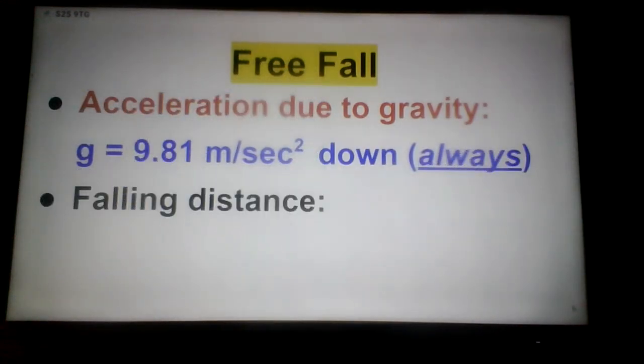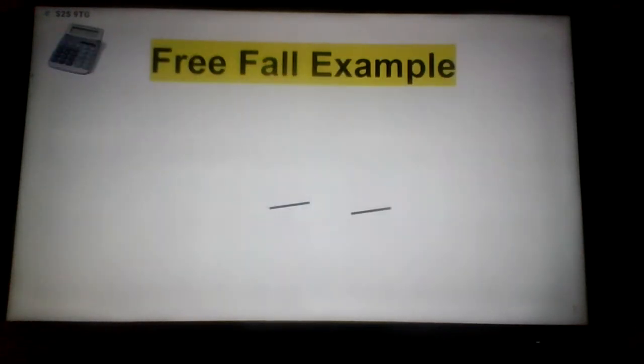Acceleration is a vector. Now, can we calculate the distance that an object falls? Yes, we can. Let's say we want to know how tall the bleachers are. We can simply take an object to the top of the bleachers, drop that object, time how fast the object hits the ground, and then do this calculation right here. Falling distance is 1/2 times gravity, 9.81, times the square of the time that it takes. We're going to do an example right now. Ready?